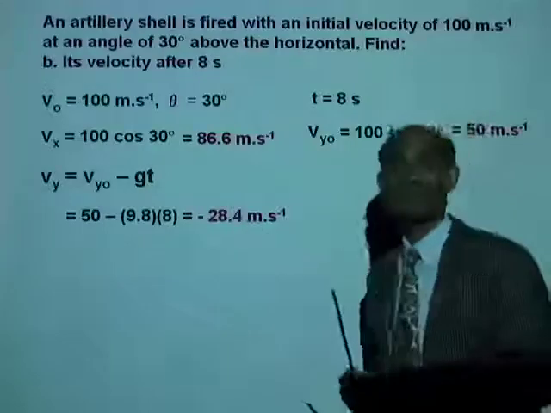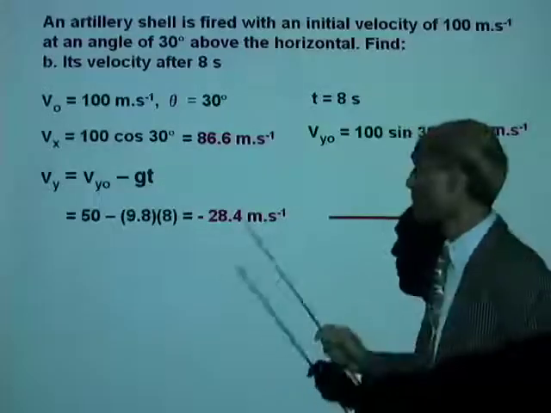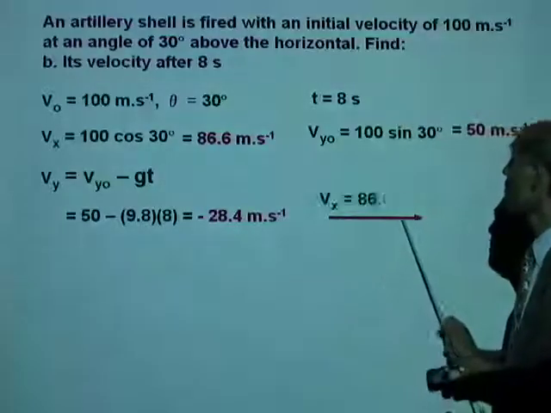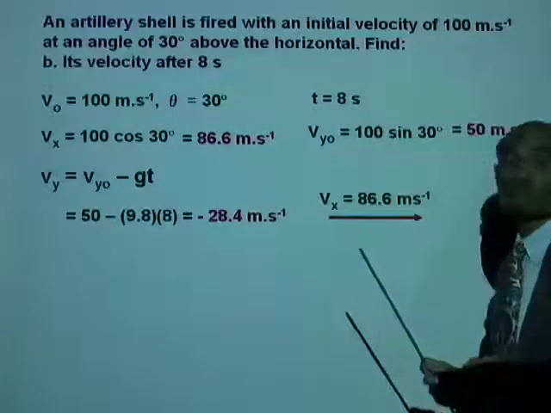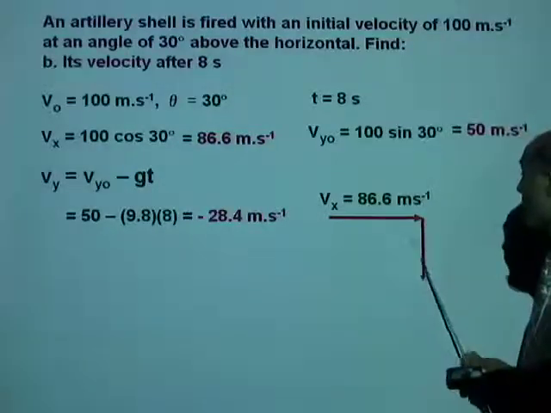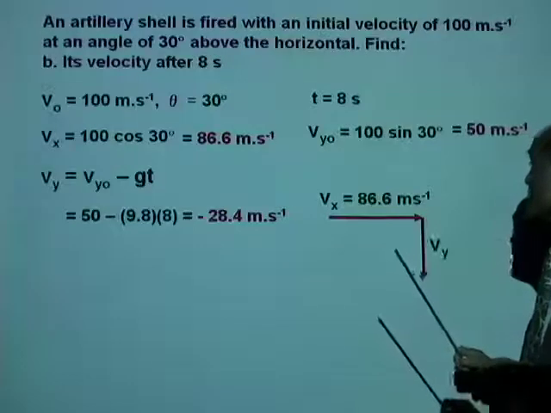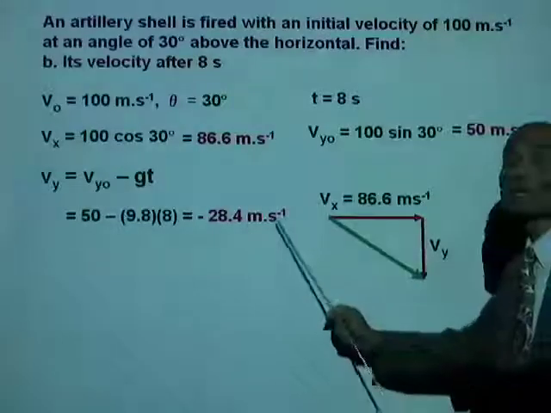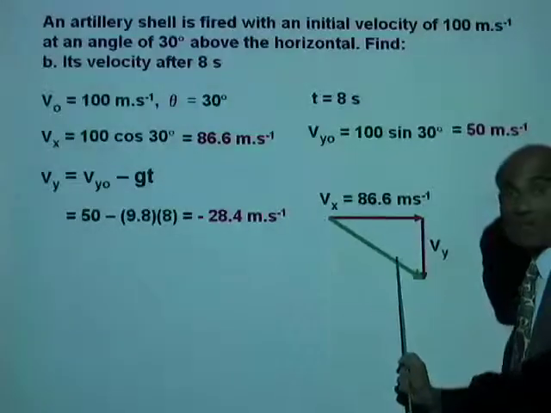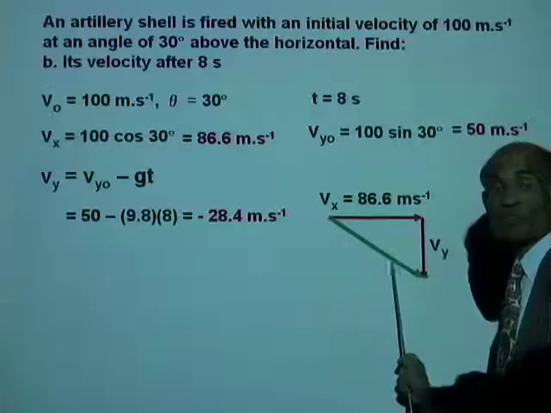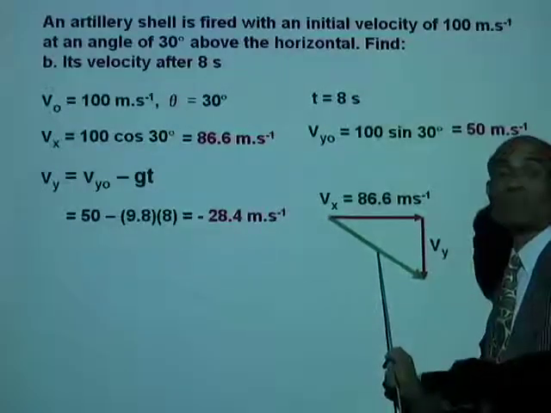So how do you now write the velocity? The velocity has an x component, 86.6 meters per second, and a y component, negative 28.4 meters per second. And so this is the velocity of the projectile at that time.